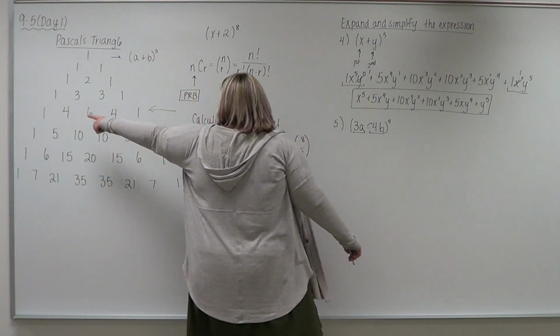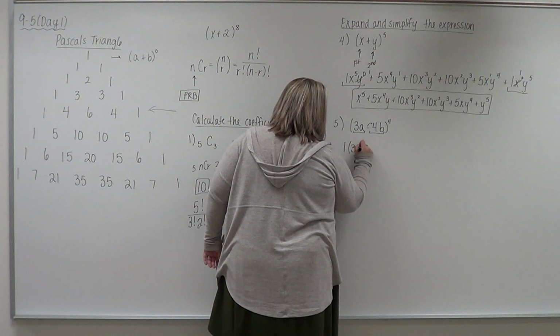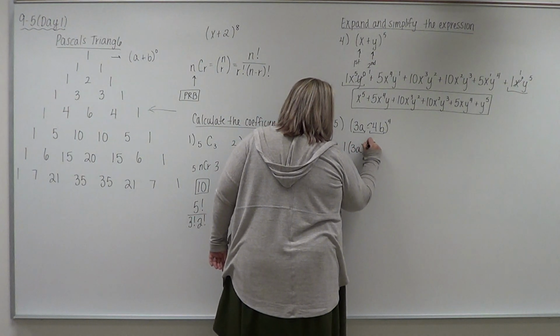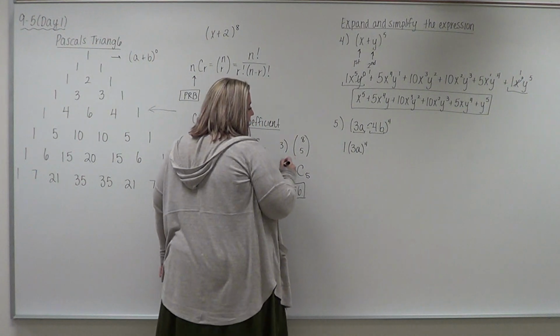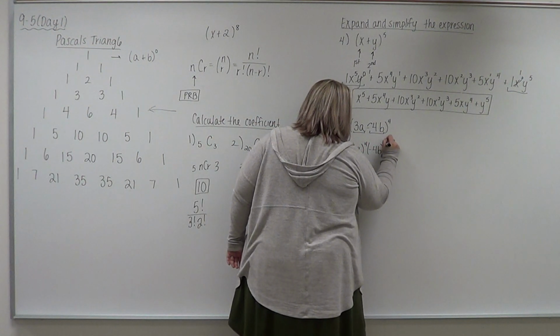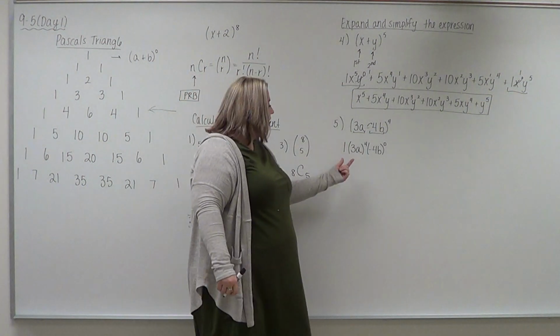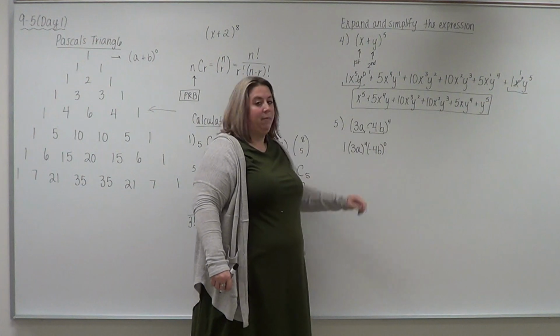So my first coefficient would be 1. This would be times 3a. Both of those are going to go to the 4th power. And then my second term, which is negative 4b, both of those are going to go to the 0 power. So that's why I put them in parentheses. So I have 2 things that both have to go to that power.